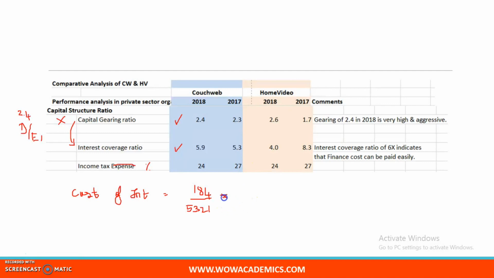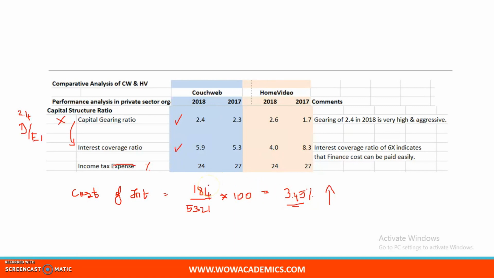Of course, you have to multiply by 100. If you do it, it comes to 3.45. What does this 3.45 imply? It means the company is borrowing at an interest rate of 3.45%, which is absolutely low. In the future, if the interest rate is going to rise, the company will suffer a lot, because the debt is so huge, but the interest is so low. The debt is too huge and the interest percentage is too low.